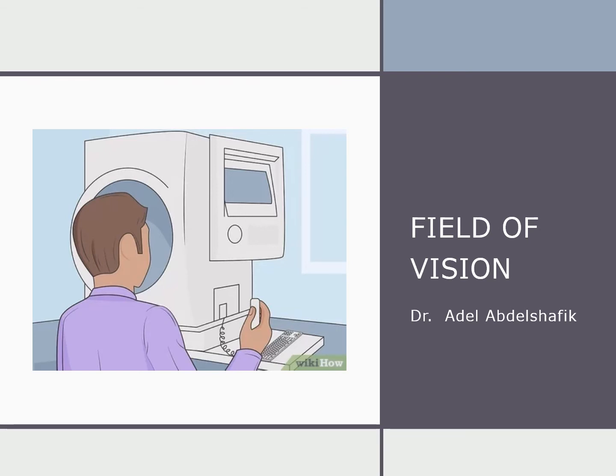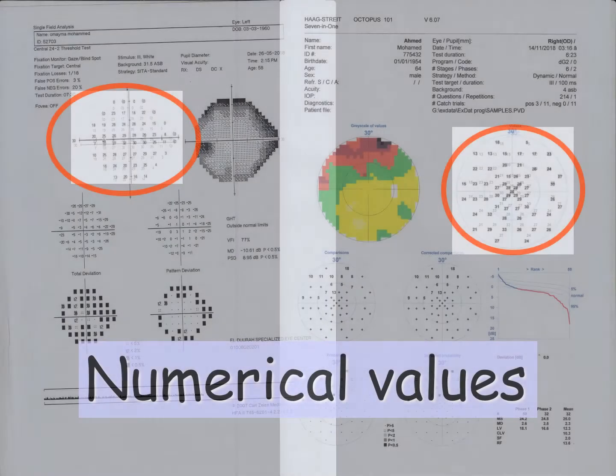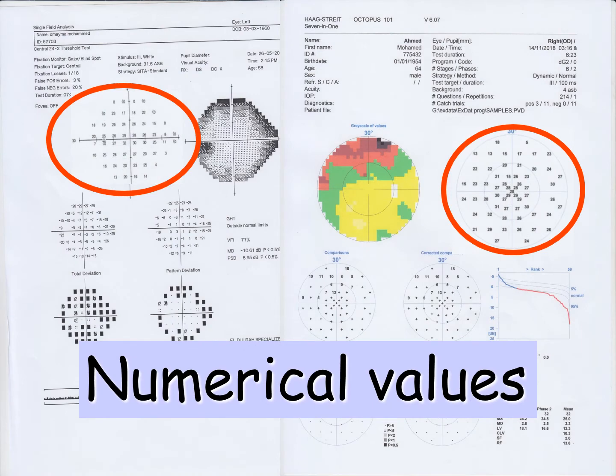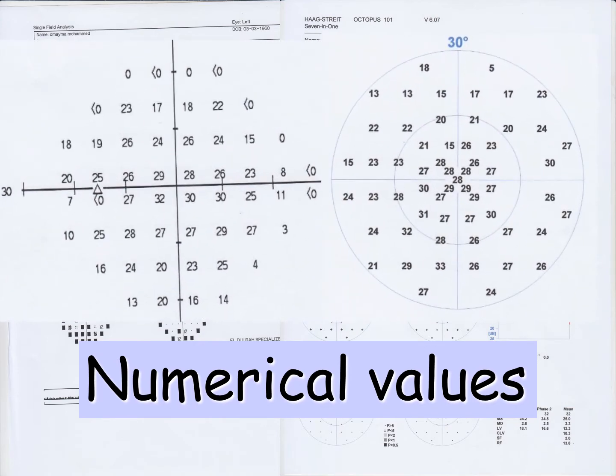This is an updated version of the lecture on the field of vision. Now we check if the field is normal or abnormal. These are the numerical numbers. As you can notice here, the locations are not in the central area, are very close, and not regular as in the case of the Humphrey.